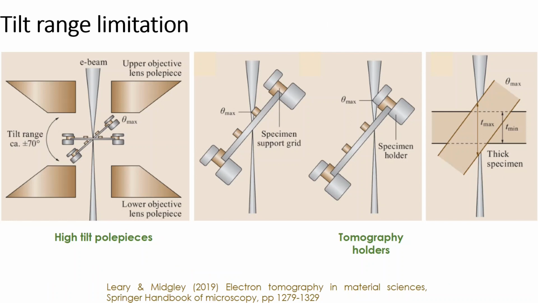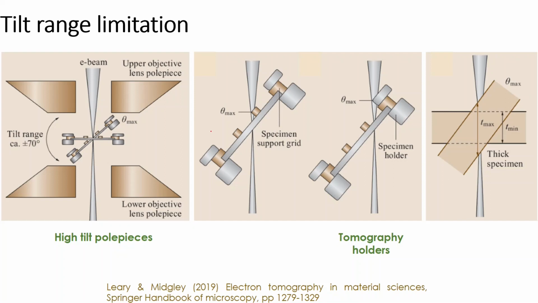One very big drawback of electron tomography is that, in contrast with the computer tomography that we showed for medical applications, we cannot tilt our sample all around. That means that we cannot get all the exposures from all the angles of our sample.